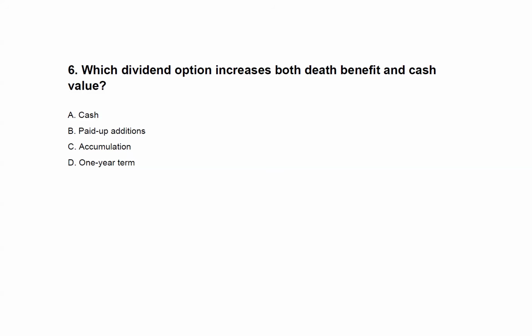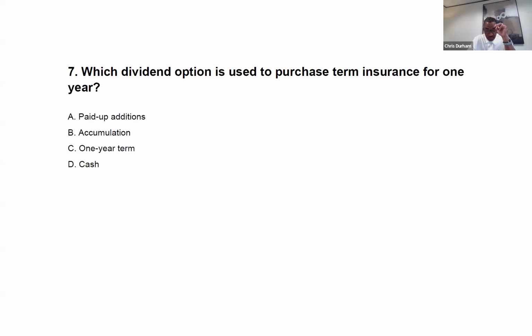Okay. All right. Next. Which dividend option is used to purchase term insurance for 1 year term? That's it.